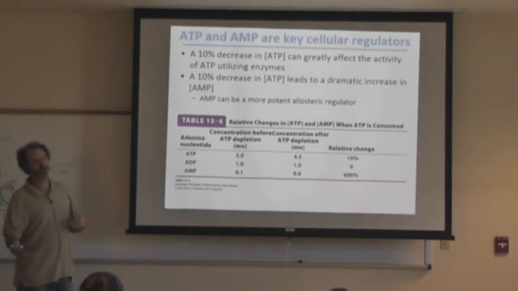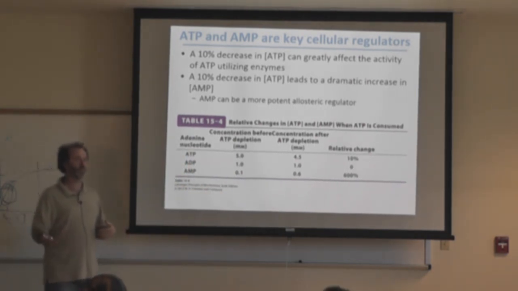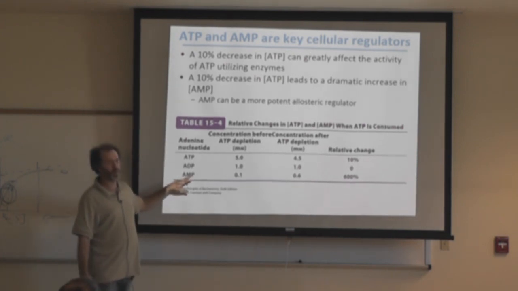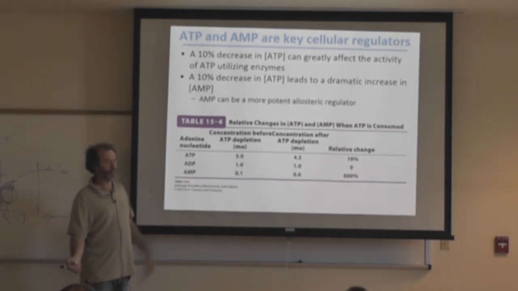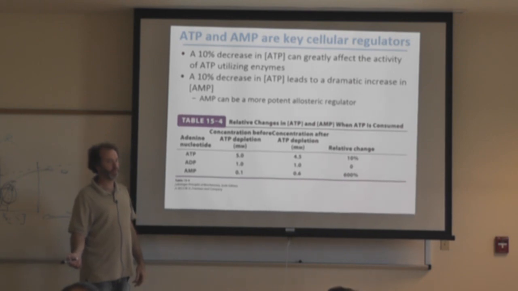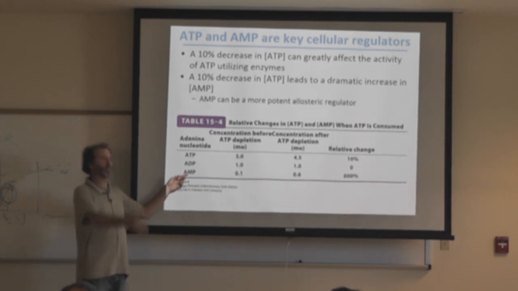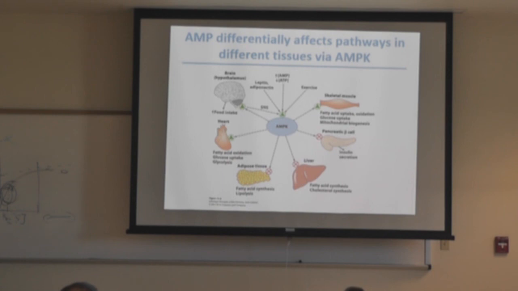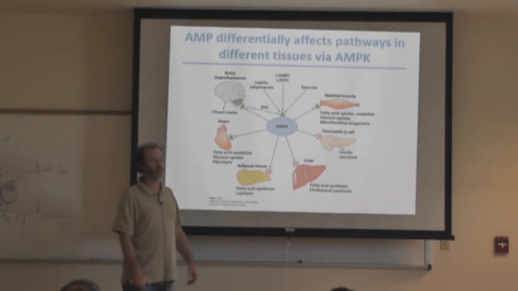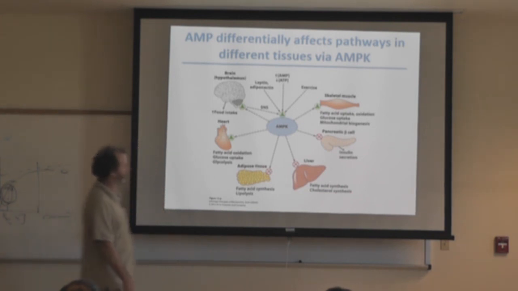So you're going to see a lot of these regulated steps are regulated by AMP concentrations in the cell. So what do you think? AMP, is it going to activate phosphofructokinase 1 or inhibit it? Right, so AMP is a strong allosteric activator of phosphofructokinase 1. And then AMP differentially affects many pathways in different tissues via AMPK. What do you think that is?